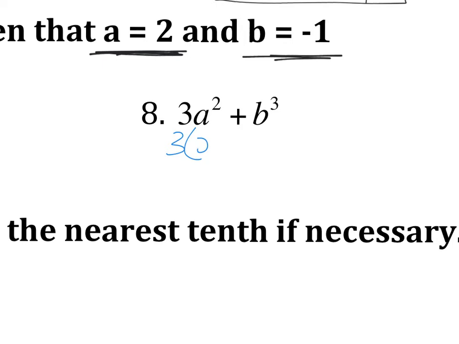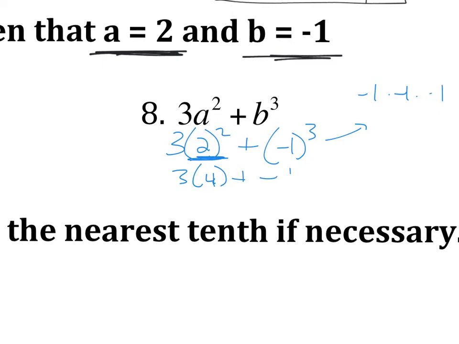Again, a is 2, and b is negative 1. A couple things to be careful of here. Exponents first. You have to do this 2 squared first. Don't multiply 3 times 2. You've got to do the exponent first. The exponent over here, negative 1 cubed, is saying negative 1 times negative 1 times negative 1, which is just negative 1. You end with 12 plus negative 1, which is equal to 11.